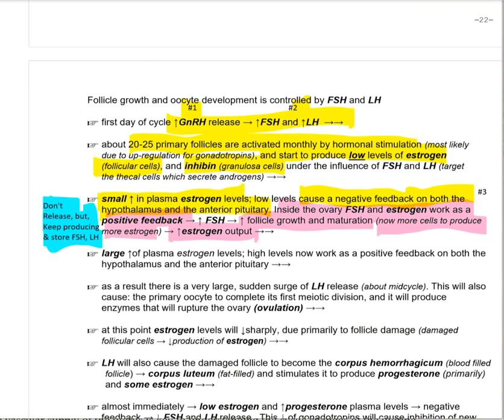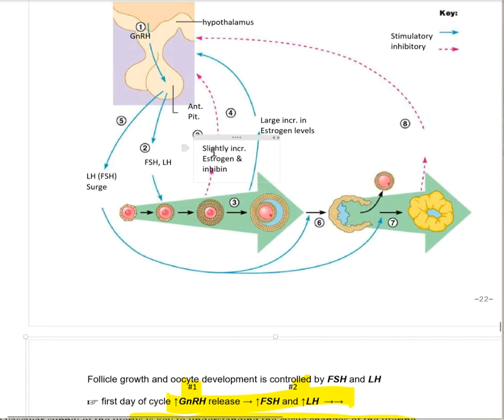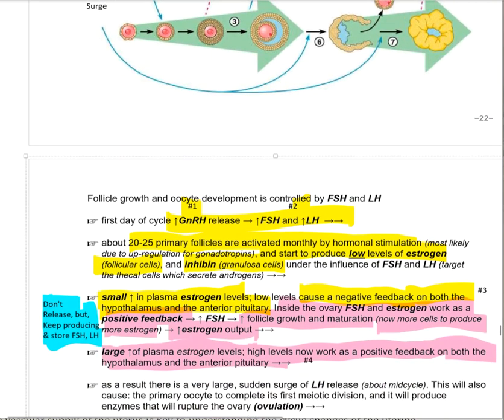So we'll go back to, we'll keep it this color. So a large amount of plasma estrogen now, because we're making more and more, causes positive feedback on both the hypothalamus and the anterior pituitary. And this is number 4. I'll move it up so you can make sure you know it's for this one. Number 4. That's what I just drew in right here. This is number 4. This is positive feedback. This is negative feedback. So now we have a positive feedback. So what is that going to do?